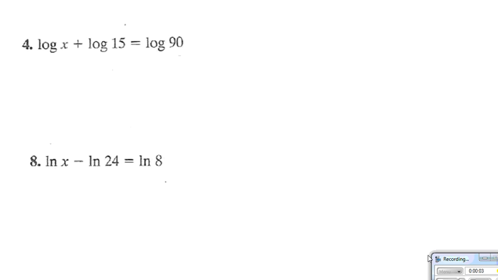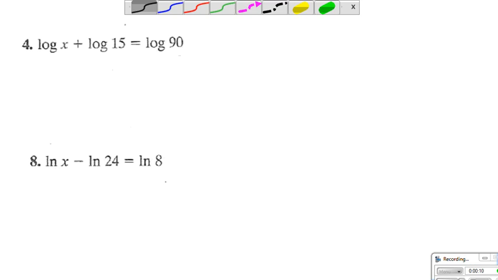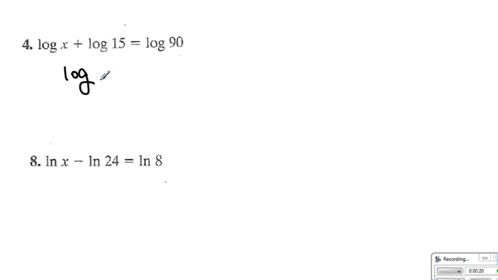So we're going to be talking about Alg 2 review questions regarding logarithms. So let's look at the first one first. Whenever we have the addition in logarithm, it means it's multiplication. So here we can rewrite this one as log of 15x, because when two logs are added, the values are being multiplied. That's equal to log of 90.